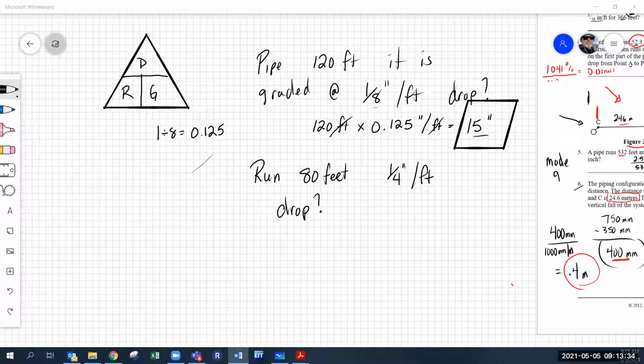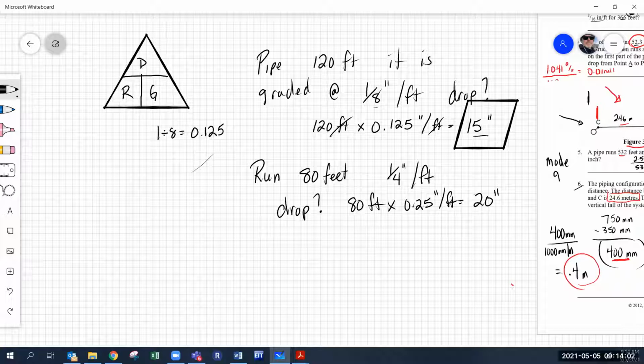20 inches, yes. So what we do is we take our run, 80 feet, and multiply it by 0.25 inches per foot. Comes out to 20 inches.